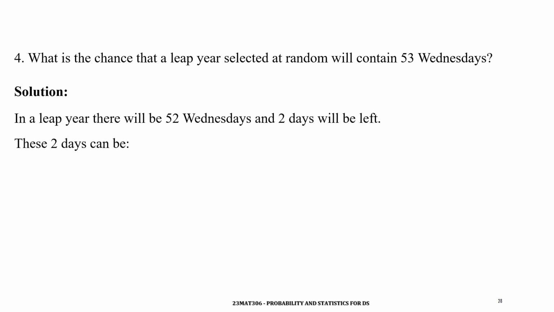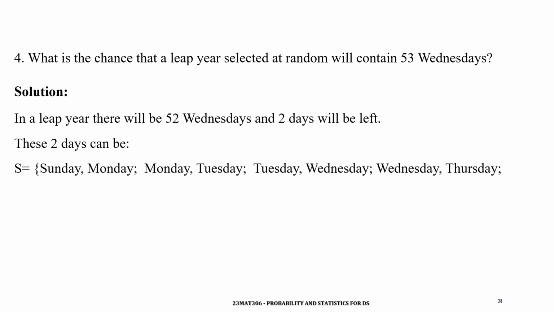What is the chance that a leap year selected at random will contain 53 Wednesdays? In a leap year we have 52 Wednesdays and 2 days left. 52 weeks have 52 Wednesdays, and we have to check which condition satisfies for the 2 days. These 2 days can be Sunday-Monday, Monday-Tuesday, Tuesday-Wednesday, Wednesday-Thursday, Thursday-Friday, Friday-Saturday, or Saturday-Sunday. So we have to see for 53 Wednesdays.